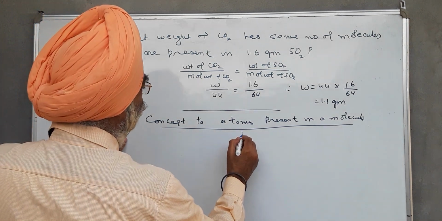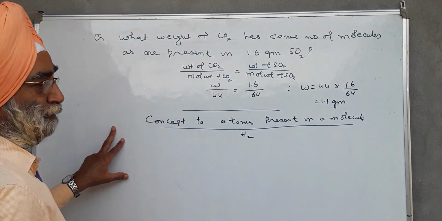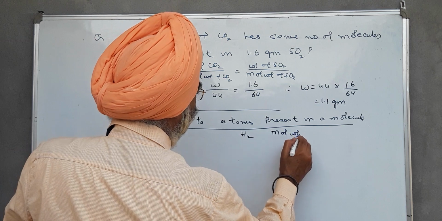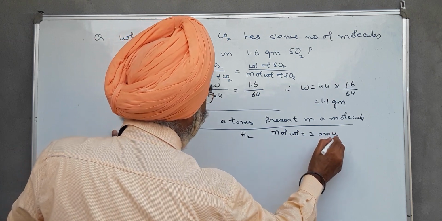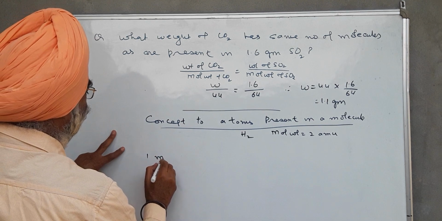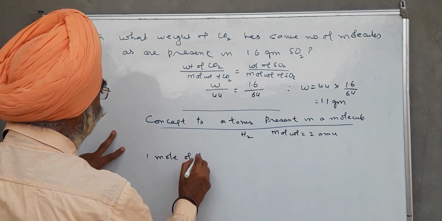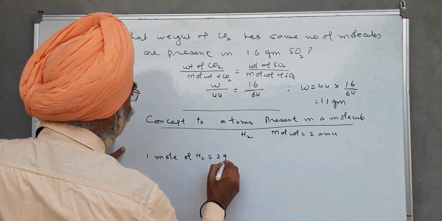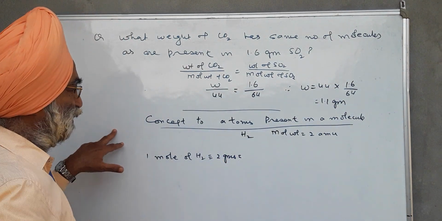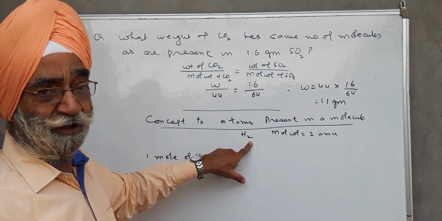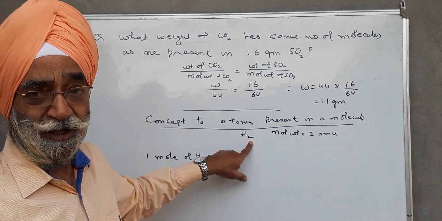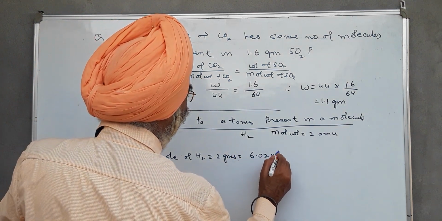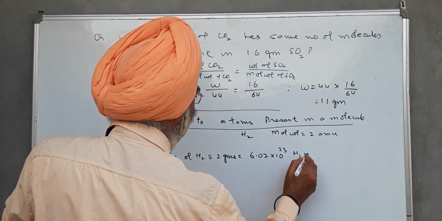Simplest example is hydrogen, it is H2. We shall write its molecular weight, it is 2 AMU. 1 mole of H2, this is to be converted into grams, 2 grams. H2 is formula for hydrogen molecule. So we shall write 6.02 10 raised to the power 23 H2 molecules.